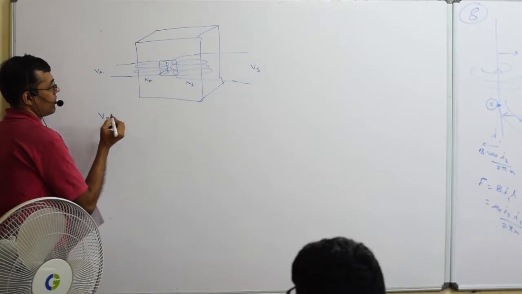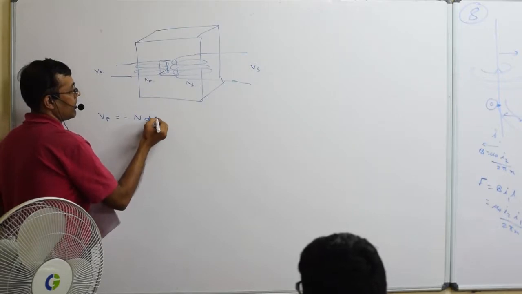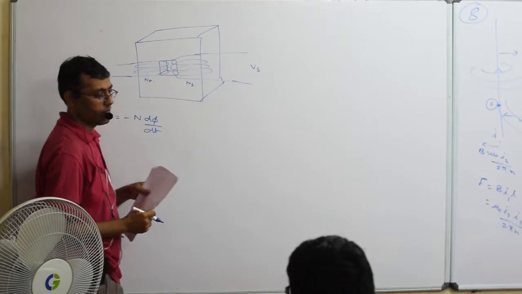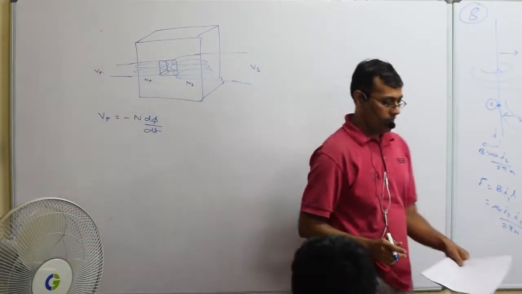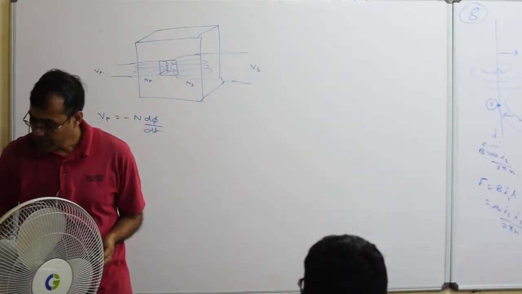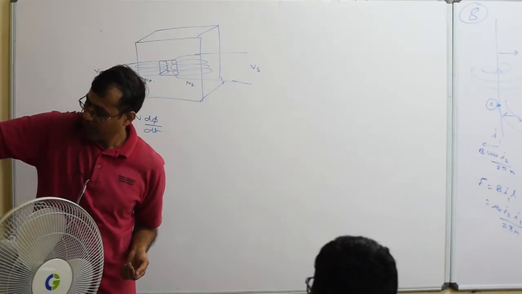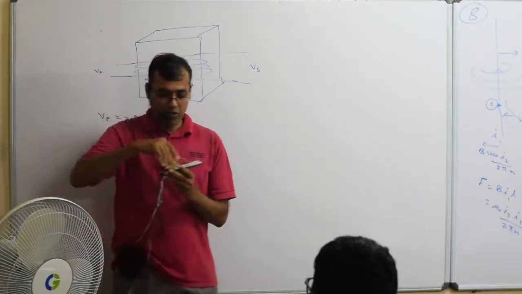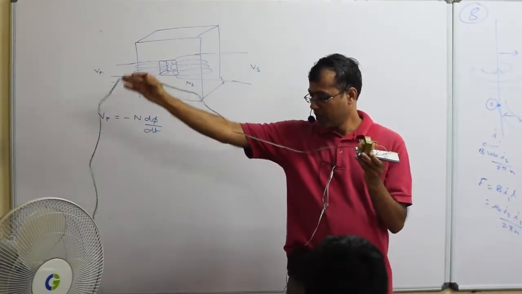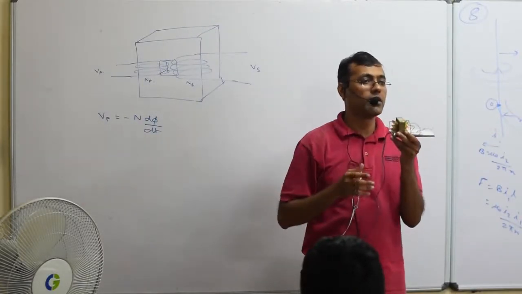The EMF which is given on this side is minus N d phi by dt, the change in magnetic flux. I think the other day I showed you, I can show it one more time here. I showed you this is a working transformer, right? On one side I can connect this to the power outlet which is 220 volts. On the other side I will be getting 9 volts.